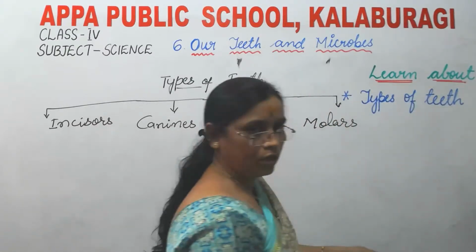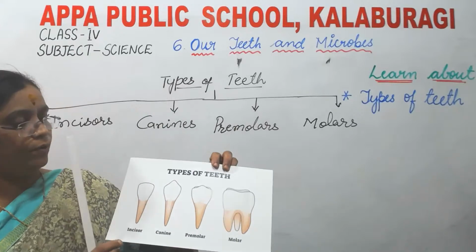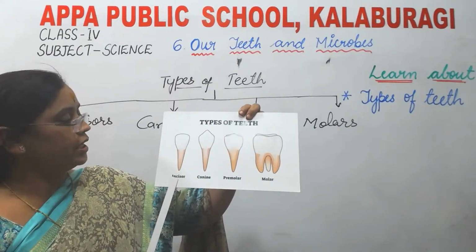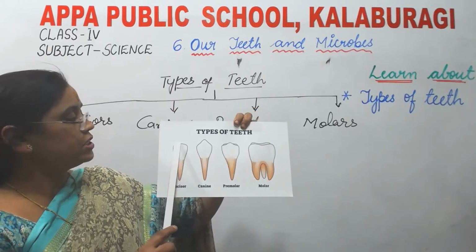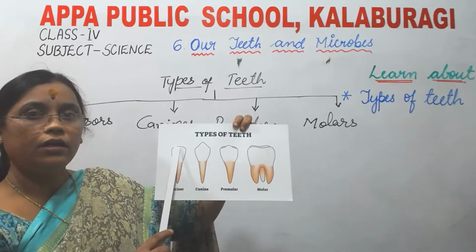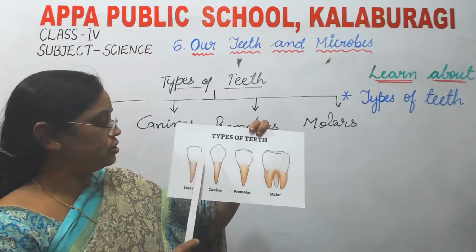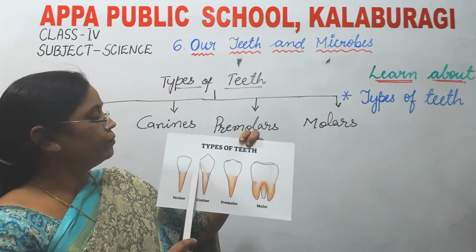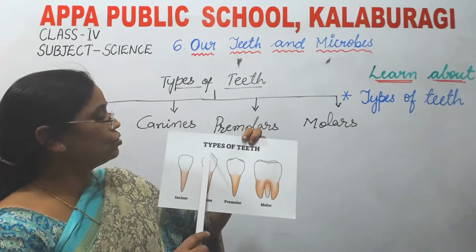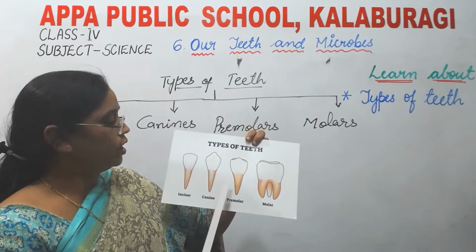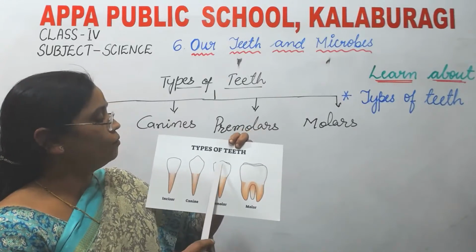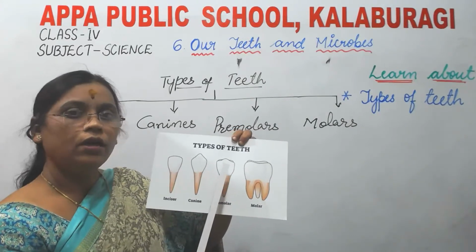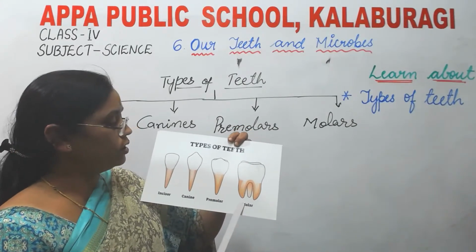So here also you can see the picture of the types of teeth. They have given the structure here. See, incisors, how are they? They are straight, and they have a sharp edge. And what about the canines? The canines are very sharp and pointed, so that they can tear the food. And what about the premolars? They have a broad surface which helps to crack the food. And what about the molars?